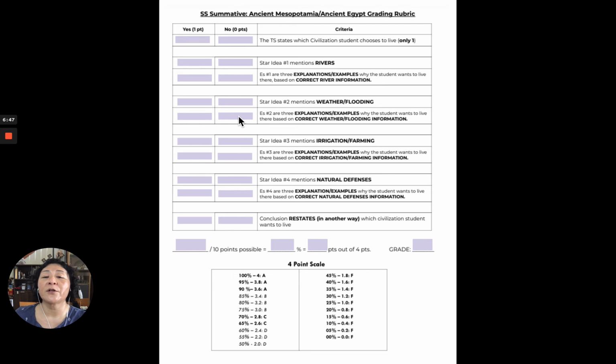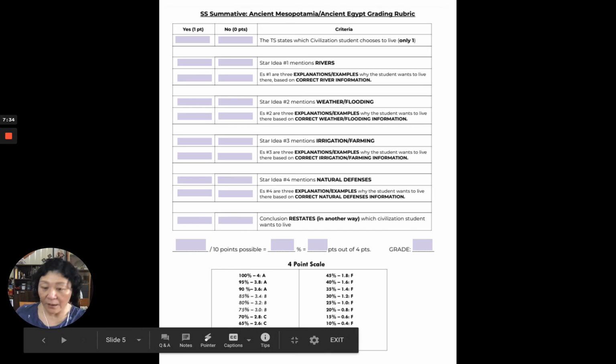The E's for star number 2 are 3 explanations or examples explaining why the student wants to live there based on correct weather and flooding for that civilization. Star idea 3 mentions irrigation and farming, yes or no. And then the E's explain reasons or examples why the student wants to live there with correct irrigation and farming information. And then star idea 4 mentions natural defenses, and there are 3 E's, or examples or explanations, as to why the student wants to live there based on correct natural defenses information. And then your conclusion is just another way to write your topic sentence.